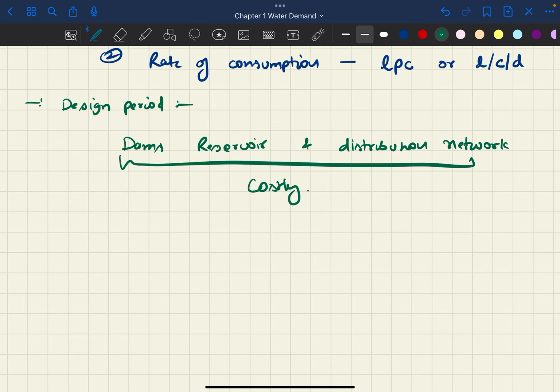Now, this period must be designed optimally. It should neither be too high, nor be too less, because if it's going to be too high, then our dams, our reservoir is going to be very complex, and we are going to spend a lot of money, which we should not.